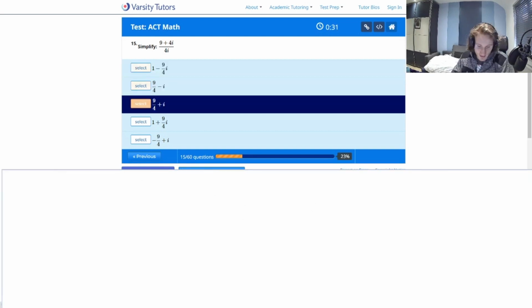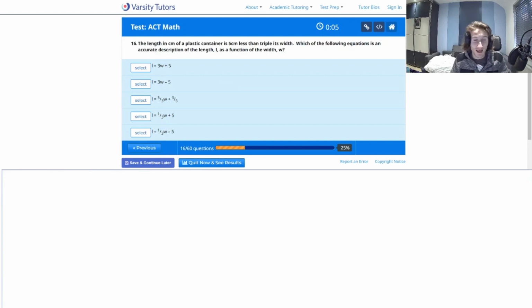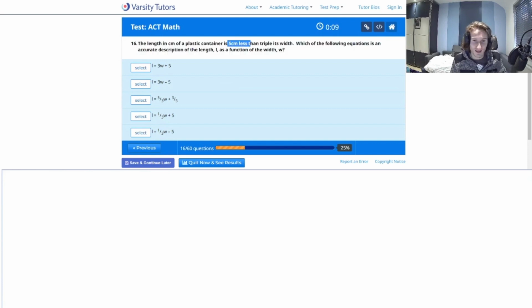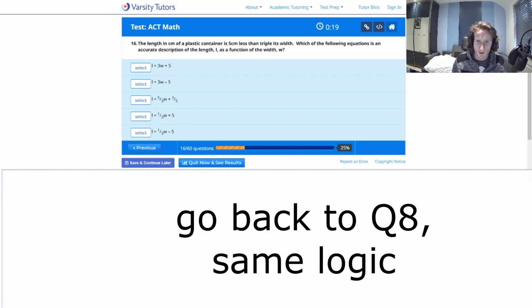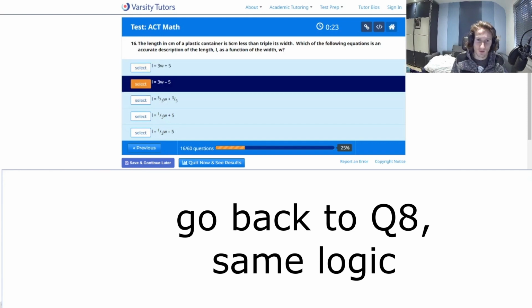Nine. This one. I'm just going to say this one if I can't be bothered to read. The length in centimeters of a plastic container is 5 centimeters less than triple its width. Okay, so by width, I'm assuming it means... Oh, wait, hold on. So it's obviously going to be 3 minus 5.